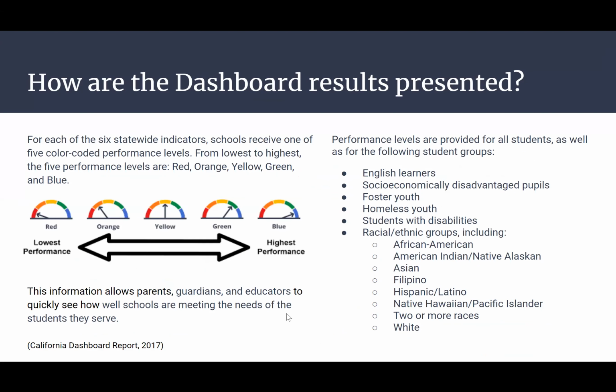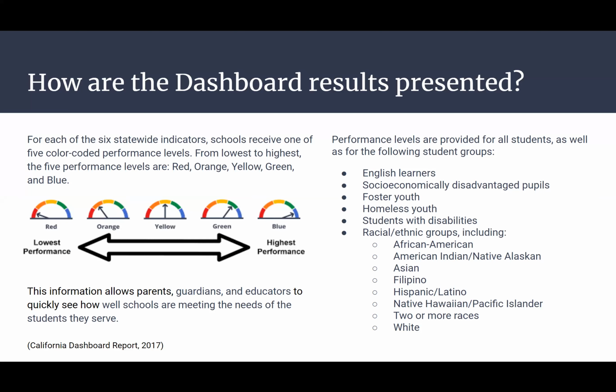So how are the dashboard results presented? For each of the 6 statewide indicators that I just shared on the last slide, schools receive one of 5 color-coded performance levels. And you can think of that as an equivalent to grades you might see on a report card. So from lowest to highest, the 5 performance levels are red, orange, yellow, green, and blue, just like you see here on the screen with the little arrow pointing to the appropriate level.